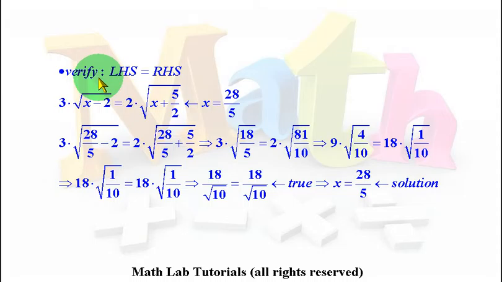Finally, we need to verify that the left-hand side is indeed equal to the right-hand side. So we copy-pasted the original radical equation. That was the very first equation that we encountered. And of course, x equals 28 over 5 was the solution candidate. So now at this point, we carefully substitute in to both sides. When we do that, on the left, we get 3 root 28 over 5 minus 2. On the right, we get 2 root 28 over 5 plus 5 over 2. We continue to simplify.